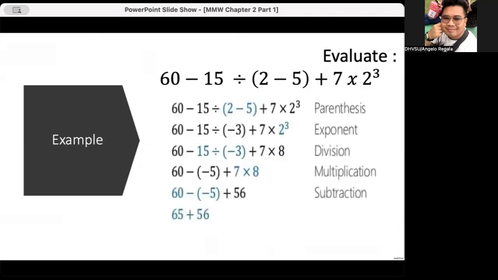Okay? So still we have multiplication, the negative sign times negative 5. We have 60 plus 5. Negative times negative 5 is positive 5. So that's why it's 65. Then plus 56, you would get 121. So the answer to this particular problem is 121.